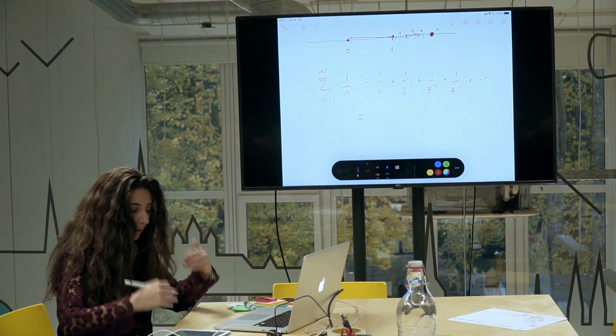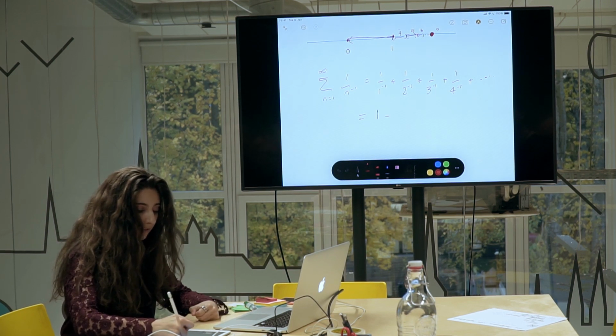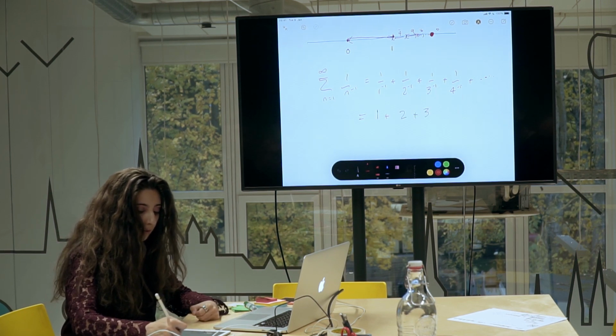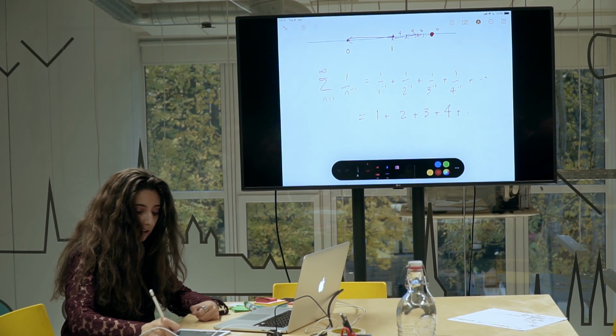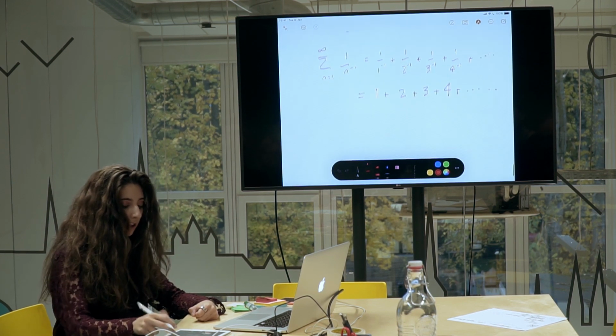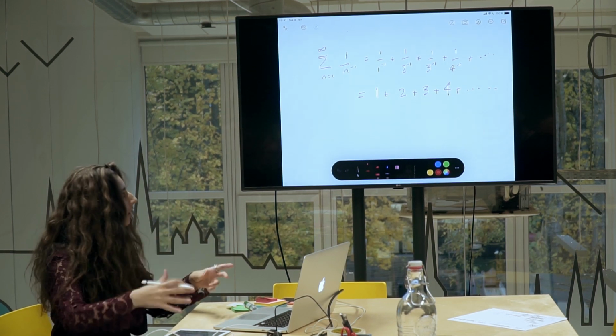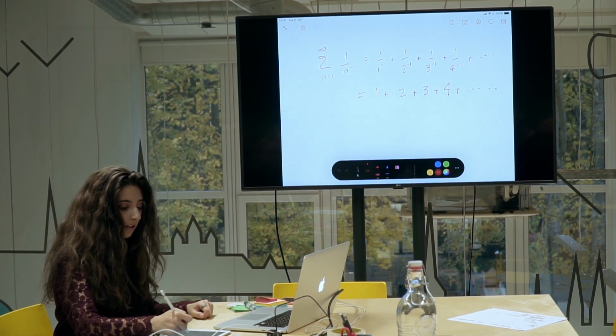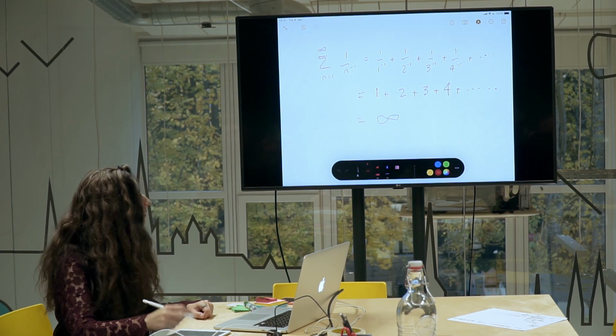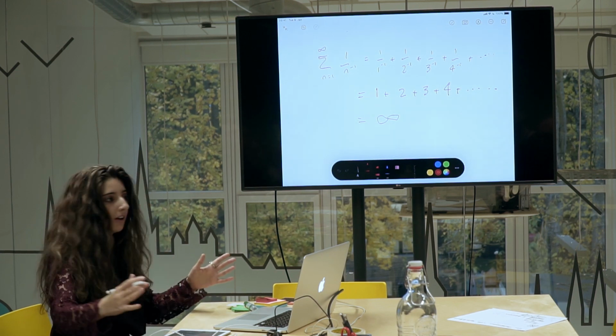1 divided by 1 to the power of -1 is equal to 1. This is equal to 2. This is equal to 3 and 4 and to infinity. So just looking at this, the sum gets larger and larger and larger. We keep adding larger numbers to it. So we can think that it goes off somewhere to infinity because it just becomes larger.